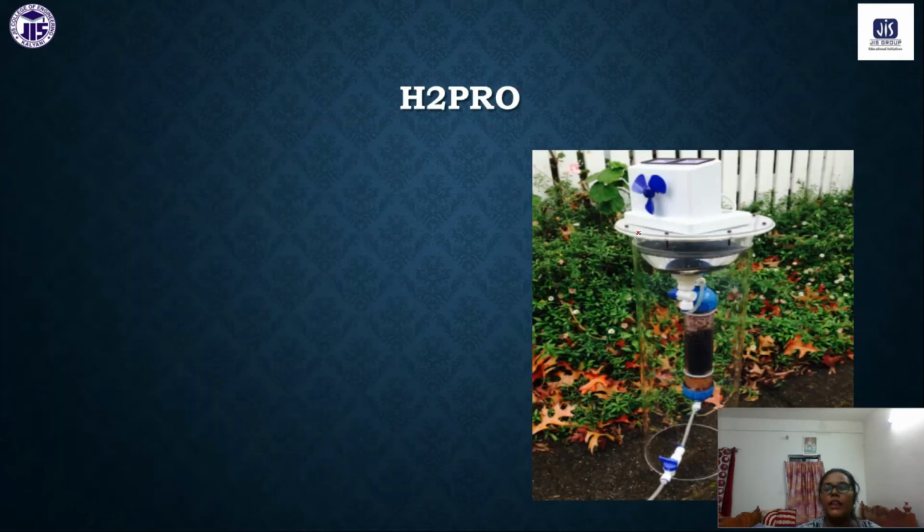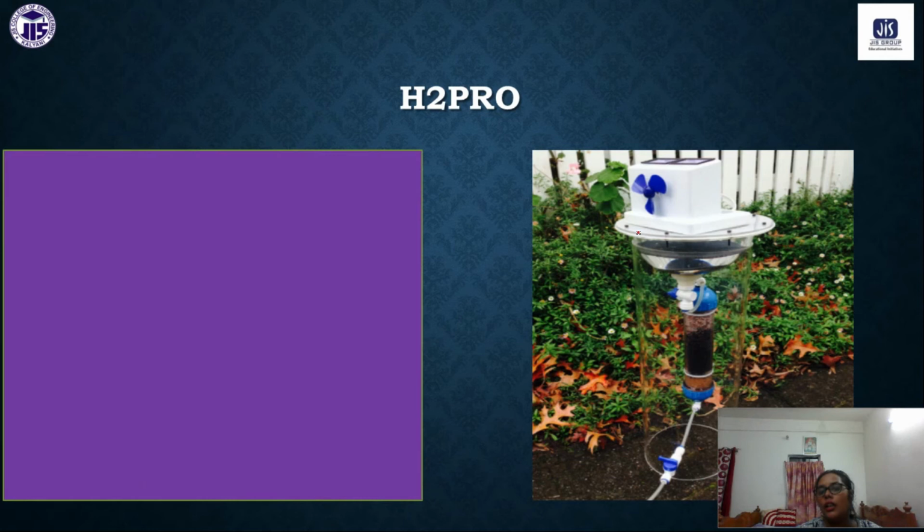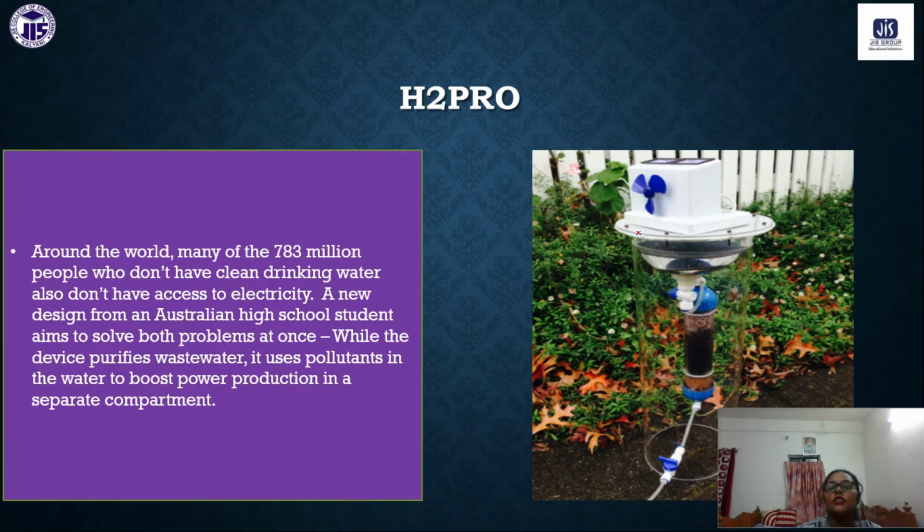Next, this is called Hydro H2 Pro. What is this? Around the world, 783 million people don't have clean drinking water. Again, we have the water scarcity problem. They also don't have access to electricity. A new design from an Australian high school student aims to solve both problems at once. While the device purifies the wastewater, it also uses the pollutants to generate electricity.